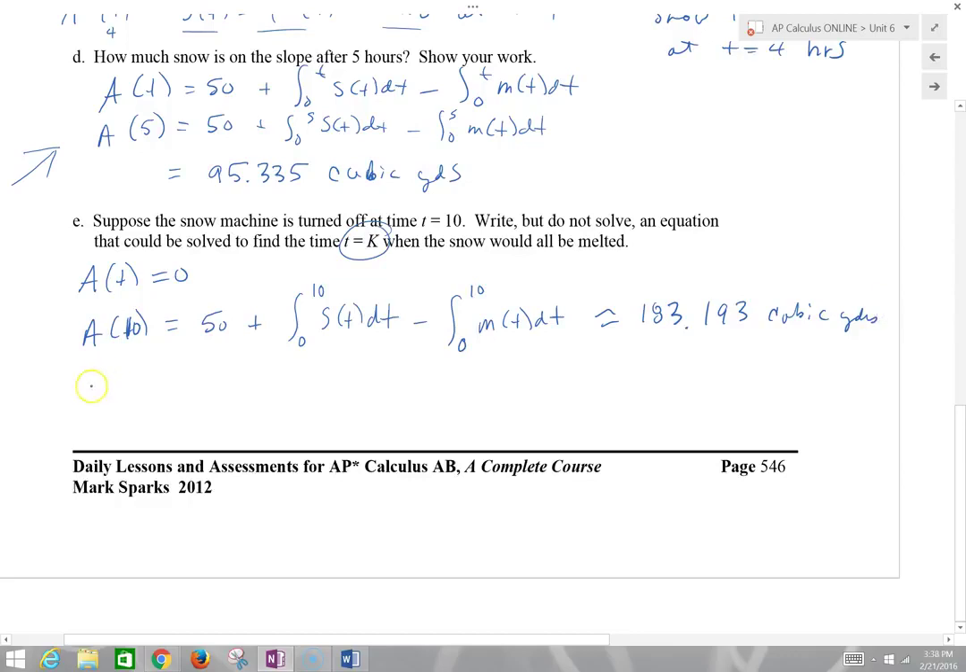So then we would need to say that 183.193, how much we have, and now we're going to subtract out the integral from 10 to k of m of t dt, and we want to know when that is equal to 0. And we don't have to solve it, we just have to set it up.